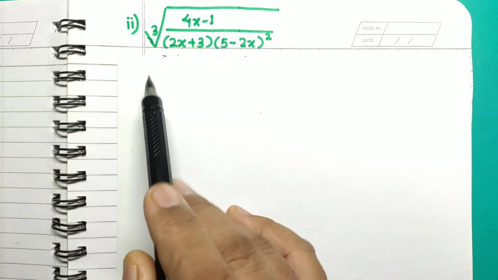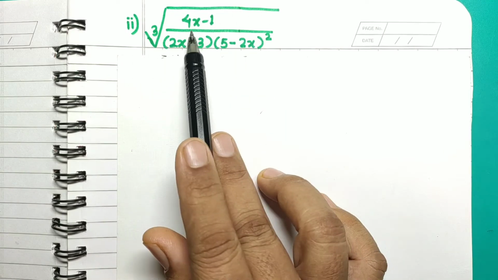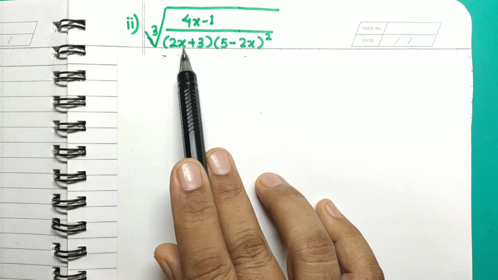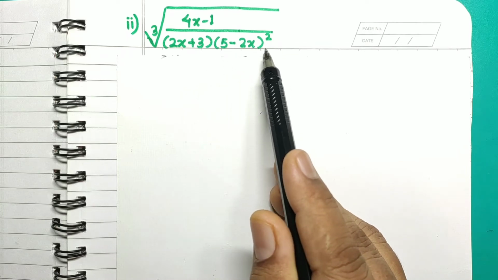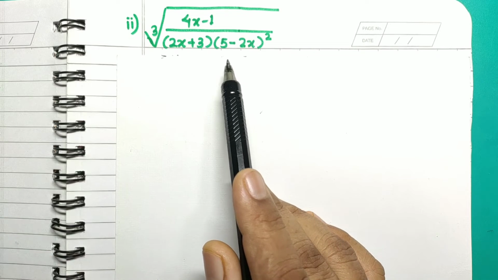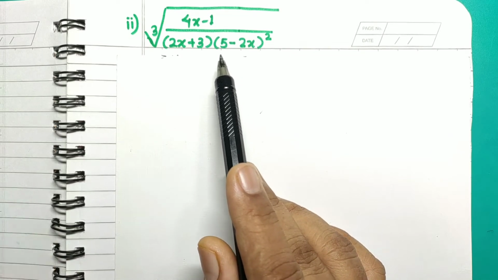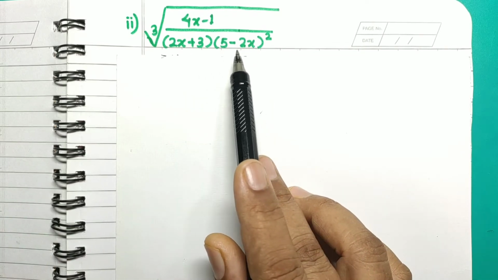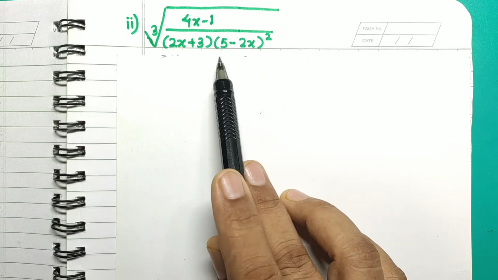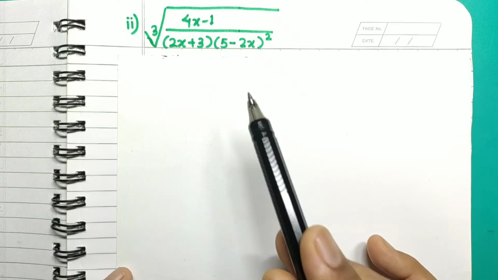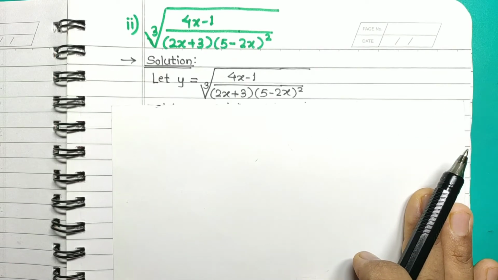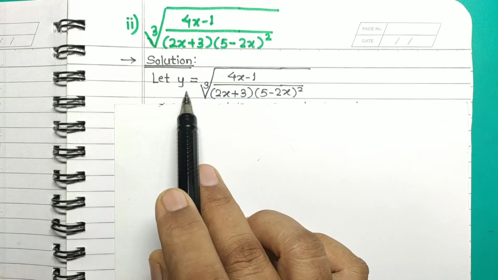Then the next, second example is cube root of 4x minus 1 upon 2x plus 3 into 5 minus 2x bracket square. See, we find this function quite complicated, and here we note that logarithmic differentiation is going to help to find the derivative of this function. So in the solution you write down the given function, let it be y.